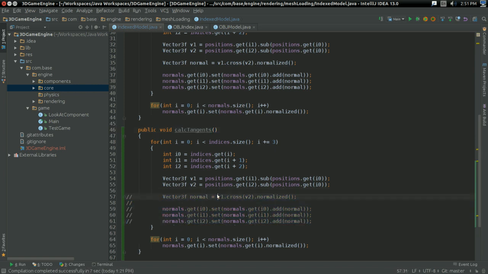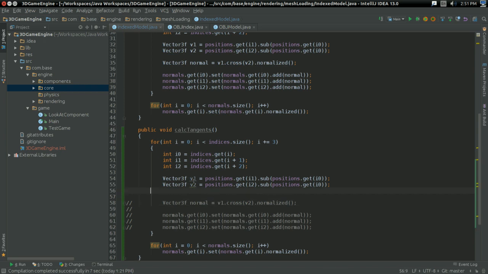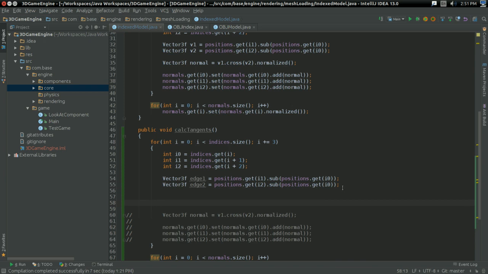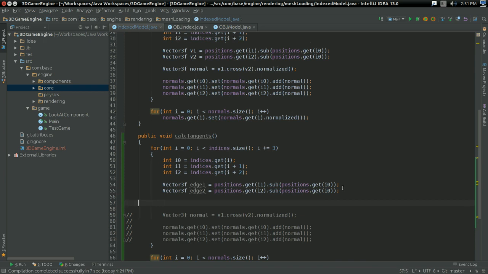I'm going to comment out the normal code for now. We've got V1 and V2, which are the edges, so I'm going to rename those to edge 1 and edge 2, just to be a little bit more consistent with the mathematics we wrote out. And the next thing we need, if we remember the math, is the delta U and delta V, because that's all part of calculating the tangent. So I'm just going to write them out just like I had in the equations, delta U1, and that's very simple.